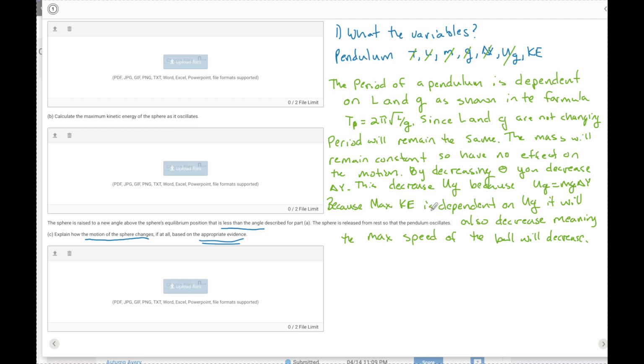Because the kinetic energy is dependent on the gravitational potential energy, it will also decrease, meaning the maximum speed of the ball will decrease. We could actually say we even talked about speed here. This right here is a perfect answer. And like I said, all I did was list my variables, and then I made sure that I talked about them. I used some formulas, and I just gave some relationships of potential energy to kinetic energy. This right here shows awesome knowledge of physics.